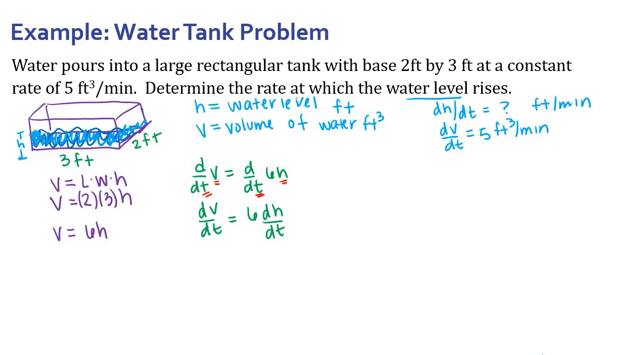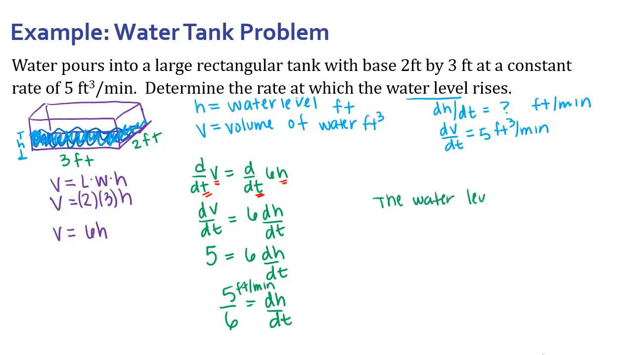Okay, so now let's plug in what I know and what I'm solving for. So I know that the volume is increasing at 5 feet cubed per minute. I don't know that dH dt, so solving for dH dt, I get 5 over 6. And that's going to be feet per minute. So we would say the water level rises at a constant, sorry about that dog, he's really cute if you could see him, rate of 5/6 feet per minute.